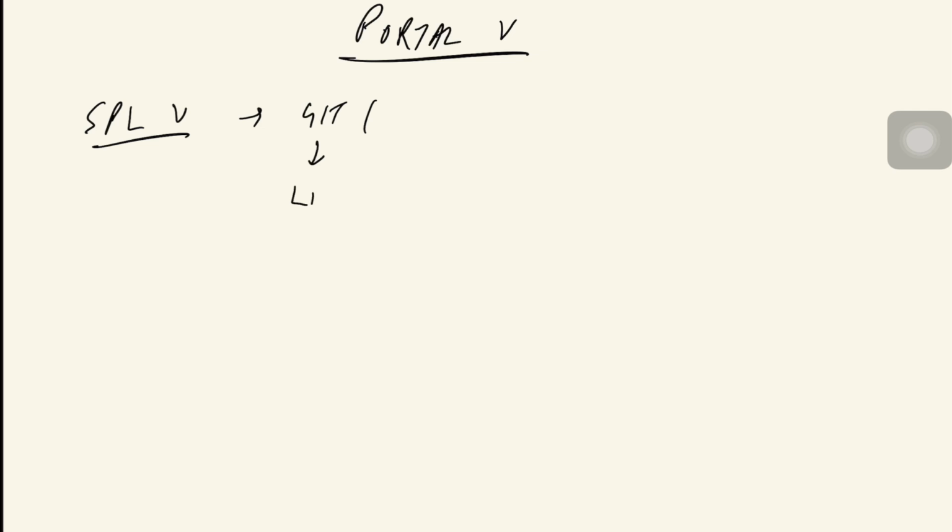Let us study the portal vein. The portal vein is a special vein that starts from GIT and it terminates in liver. It starts in the form of capillaries and it terminates as an artery.